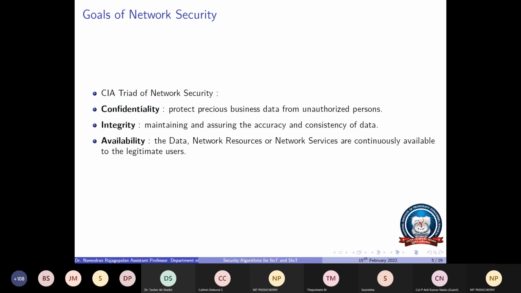Then we have integrity. The information that is being transmitted or communicated is not affected in between or changed. This is another goal of network security. And the other one is availability. There are data, resources or services. If a legitimate user is trying to access them, they must be available to him. These are the goals of network security.